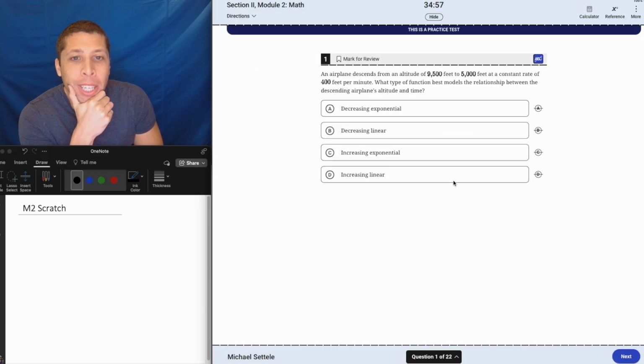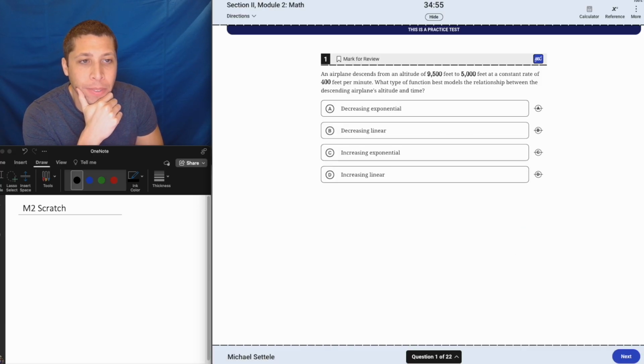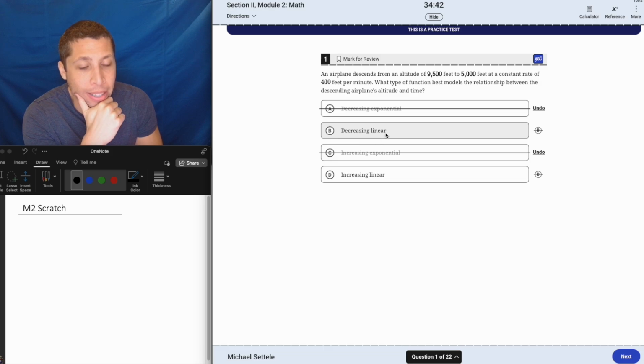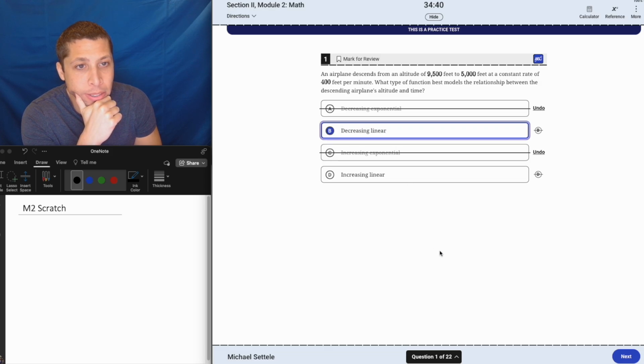Okay. An airplane descends from an altitude of 9,500 feet to 5,000 feet at a constant rate of 400 feet per minute. What type of function best models the relation between the descending plane's altitude and time? So it's definitely a linear thing because it says constant, and its altitude is decreasing as it says descends at a constant rate. Yeah. Yep.